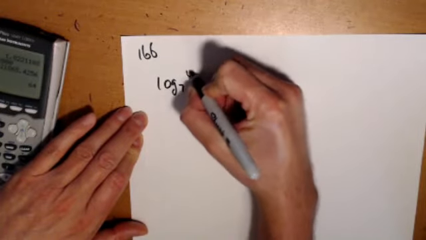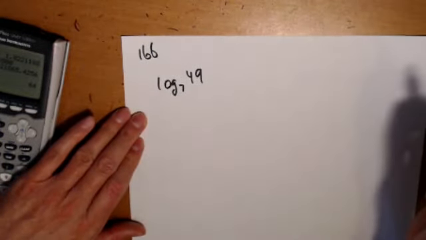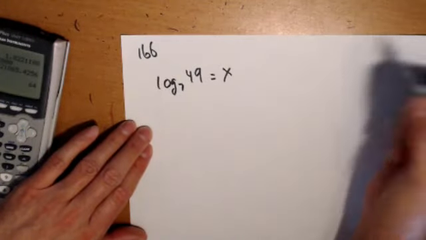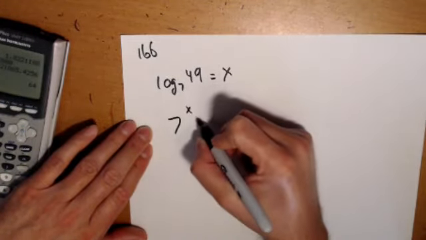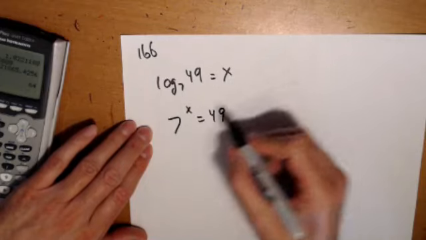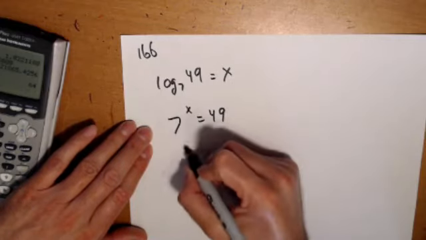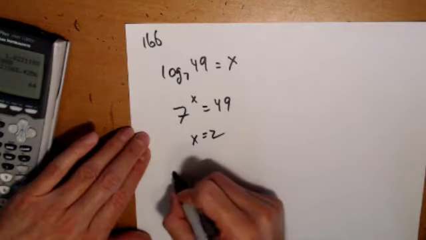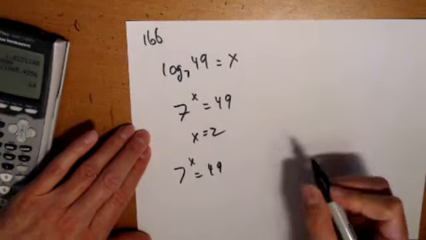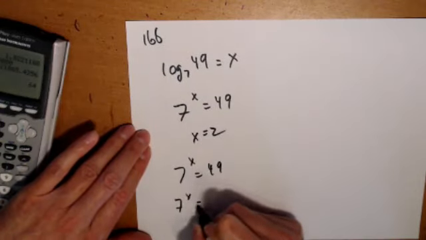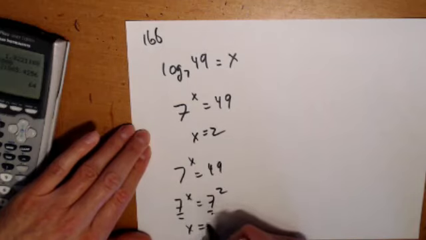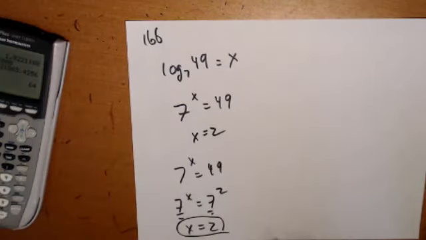166: log base 7 of 49. And they want you to figure out what that is. Okay, so let me just put in equals x. 7 to what power gives me 49? So hopefully you could just look at it and say, oh, x must be 2. Or you could rewrite it: 7 to the x is 49. Let's get the bases the same. 49 is 7 squared. Bases are the same, and so x must equal 2. That's it. Okay, so that should be pretty easy.